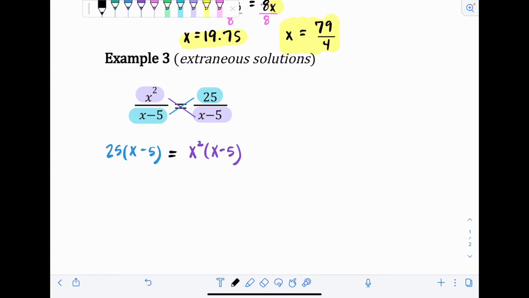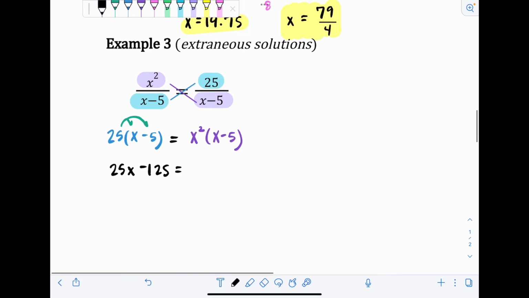So 25 times x, so it'll be 25x, and then 25 times negative 5, so it'll be negative 125. And then over here, x squared times x, so x to the third power, and then x squared times negative 5, so negative 5x squared. So we don't have a quadratic here, but we do have a polynomial, so we'll probably have to end up factoring it.